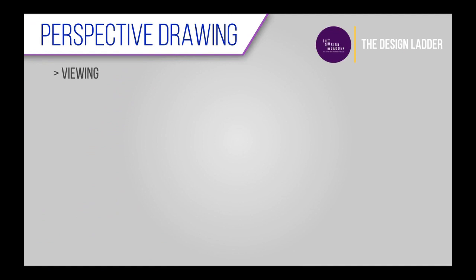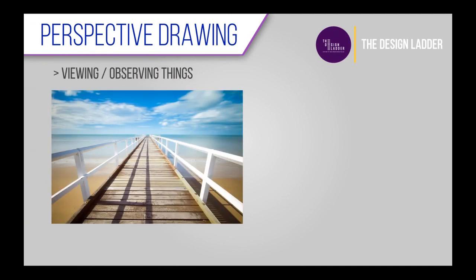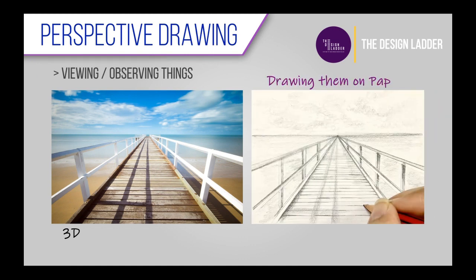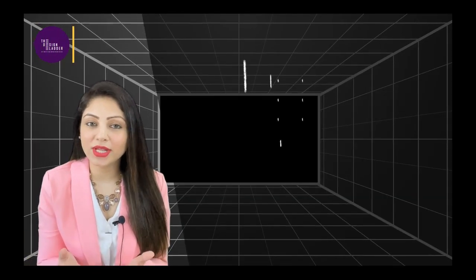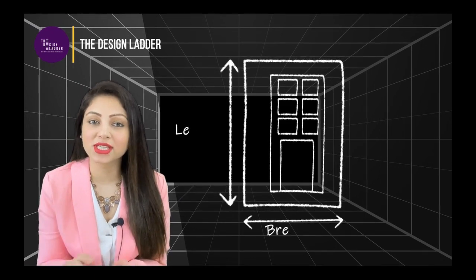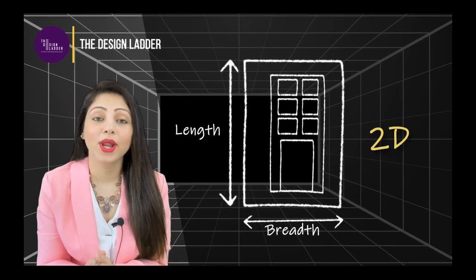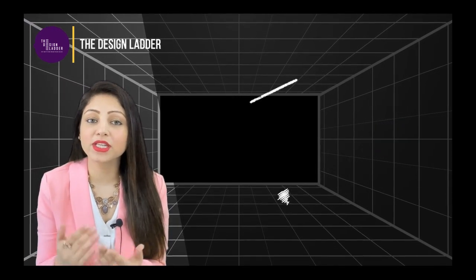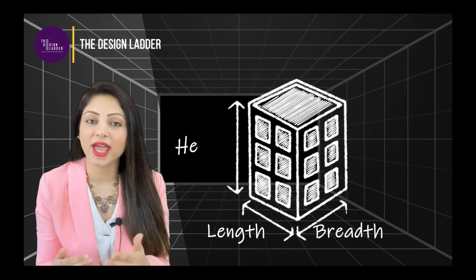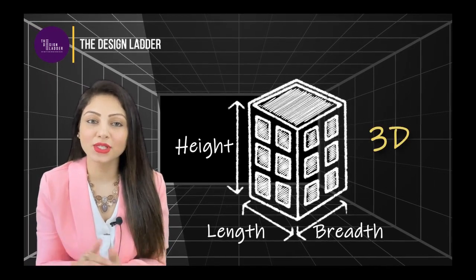Perspective drawing means viewing or observing the things around us that are in 3D from a particular angle and then drawing them on a 2D surface or a flat surface like a piece of paper. Why are we calling the paper 2D? Because it just has two dimensions, that is length and breadth, whereas in the real world every object usually has length, breadth and height, hence 3D is used for that.